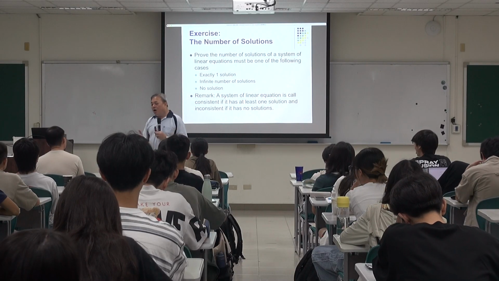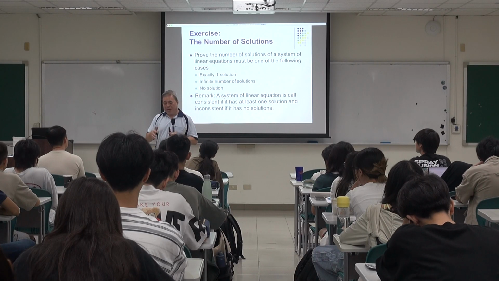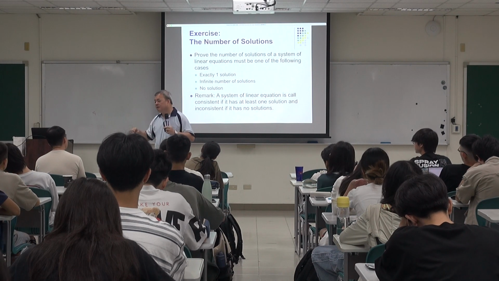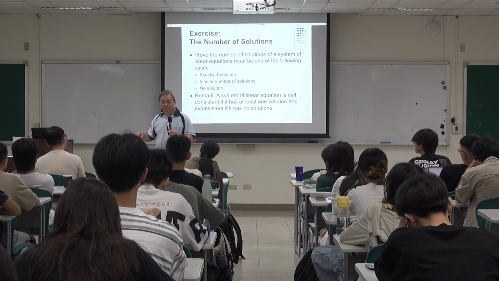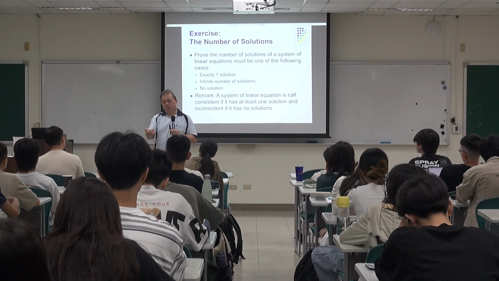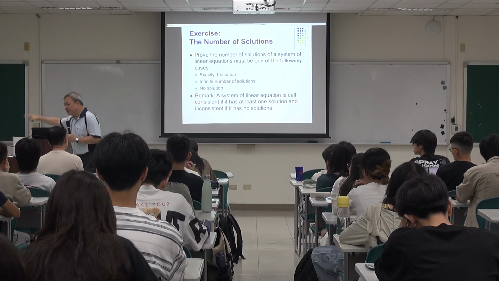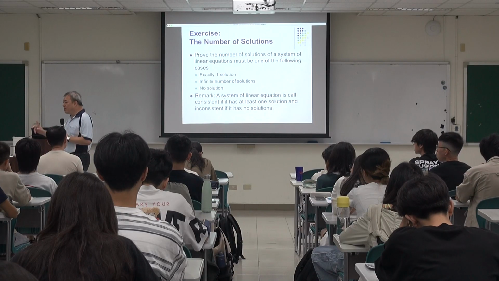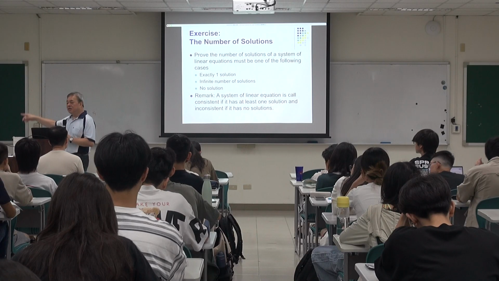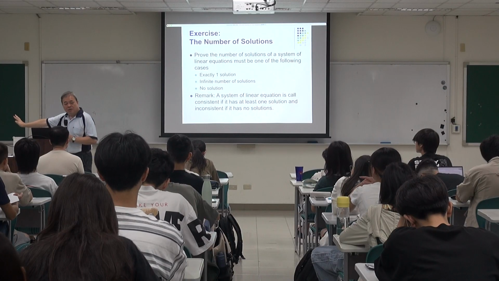Let me ask you this question. How many possible cases are there for the number of solutions? The first one, no solution, right? This obviously is one set. The second set is one solution. The third set is two solutions. The fourth set is three solutions, and so on. And the other is infinite solutions, right?